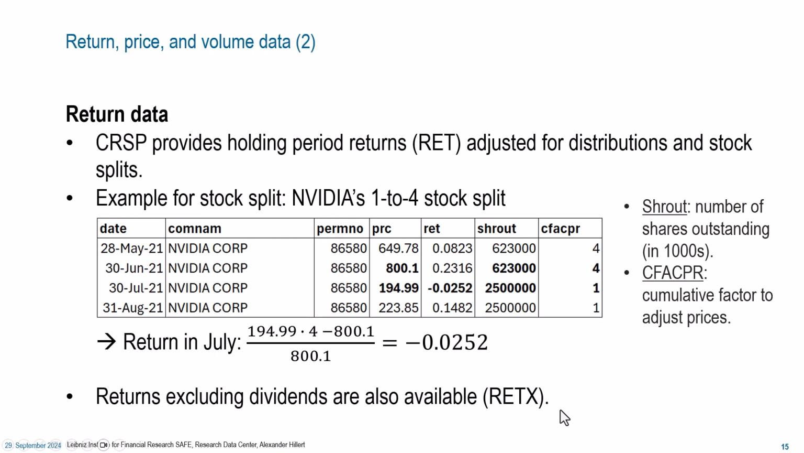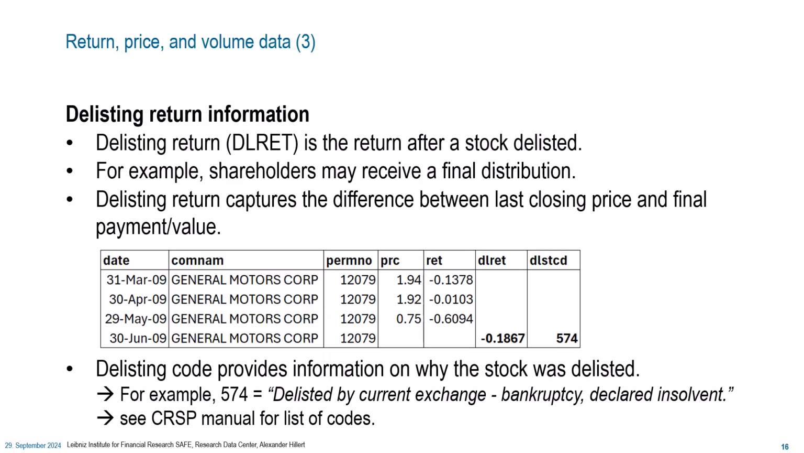If for some reason you would like to use returns without dividends, for example, you might want to do a comparison of how important it is to reinvest dividends or something along these lines, then you also have the variable RETX, X for excluding dividends. The variable will still be adjusted for stock splits. In addition to the return variables and the return without dividends, there's a third variable related to returns. And this is the delisting return.